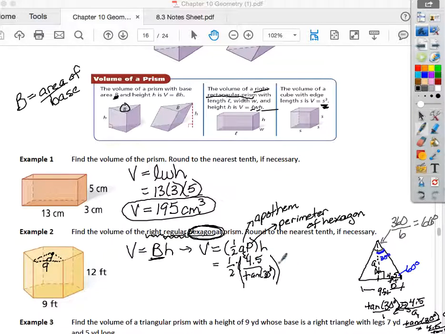The perimeter portion, we would be looking at, well, you have 9, 9, 9, 9, 9, 9. I'm counting that there are 6 9s. So the perimeter here is just going to be 6 times 9, which would be 54. And that would just be 54 feet. But I'm not going to include my unit because I don't want to get too messy here.